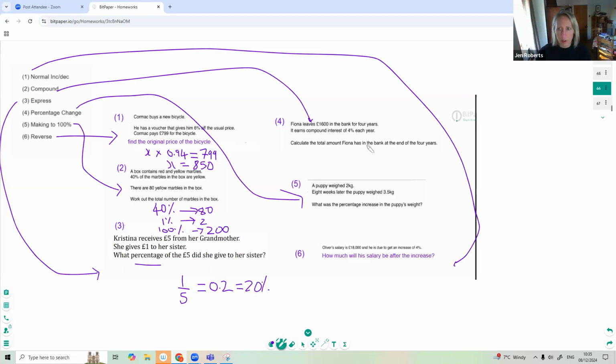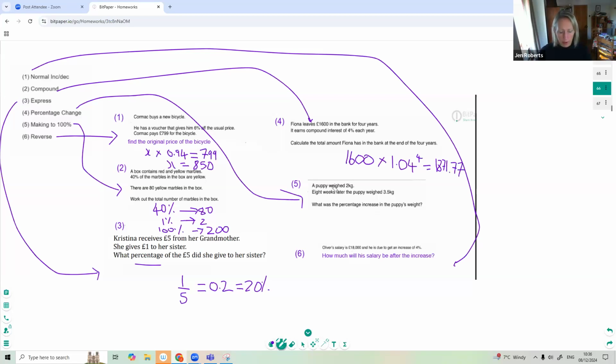Next one, compound interest, amount times multiplier to the power of the number of years. 1,600. Multiplier, increase of 4%, 104%, 1.04 to the power 4. £1,871.77.